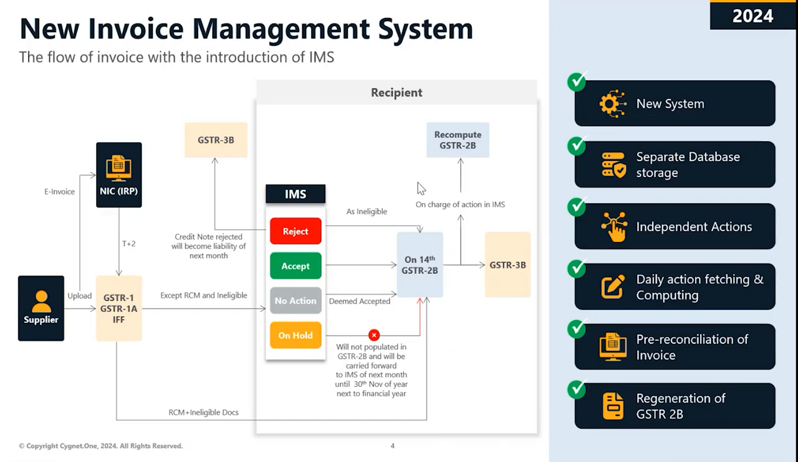Anything which your vendor files in the GSTR 1 will be part of your GSTR 2B for the next return, in case you do not wish to have the IMS in the picture. However, we suggest that you start practicing it for a few locations, because eventually from next year onwards, it will become mandatory. To ease the process, you can start with the IMS part, wherein you can take the action, keep the documents pending, and reject the ITCs, just to ease out your 3B return part.